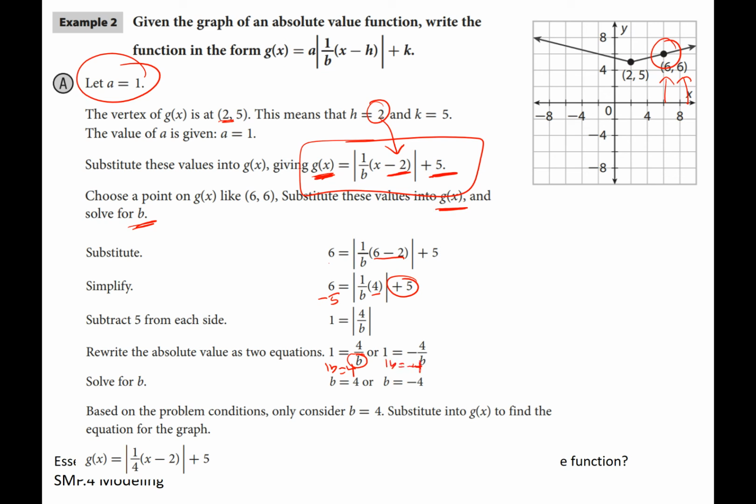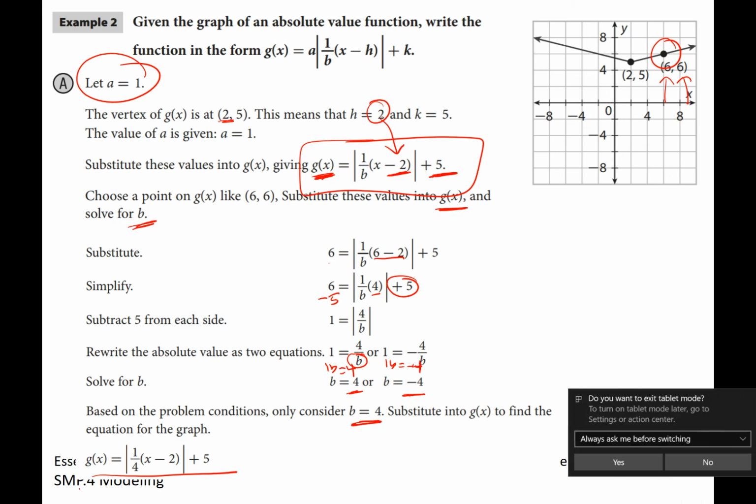They didn't really skip a step. They just dropped their 1s off here. So that b has to be either 4 or negative 4. Based on the problem conditions, consider only b equals 4, substitute into g of x. Because remember, the absolute value is going to make it positive anyways. So all they did then was substitute this back in with the 1/4 in there.